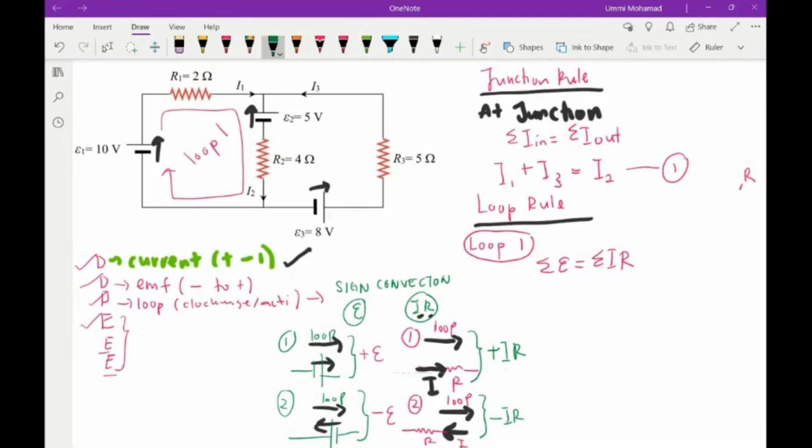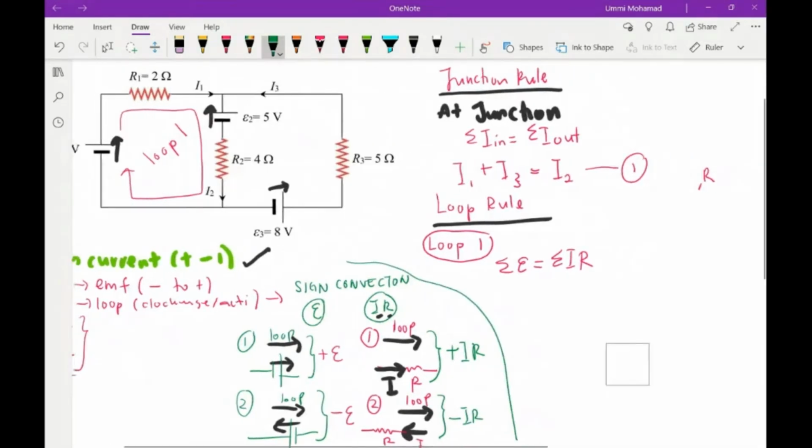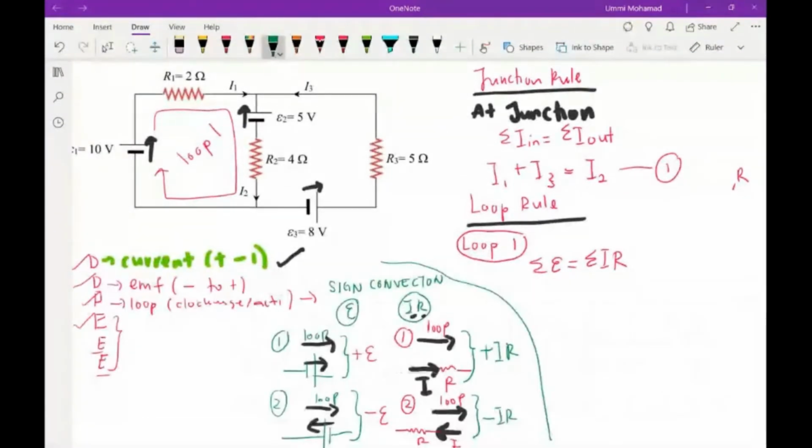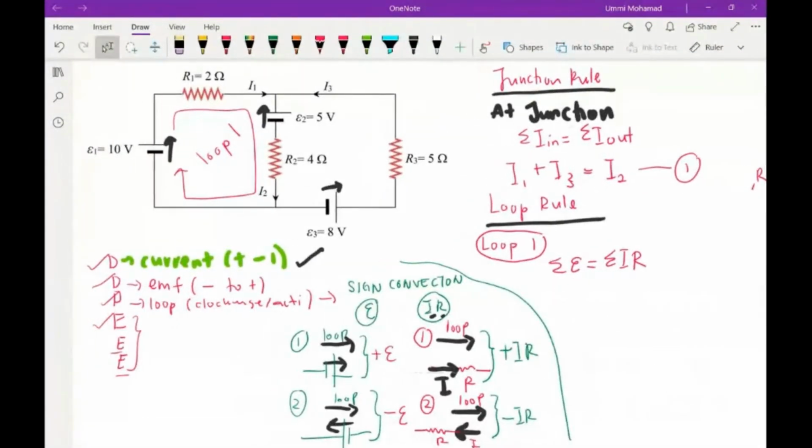So class, let's start with loop number 1. We start with summation of E. We have E1 and E2 for loop number 1, and we compare with the direction of loop. For E1, it has the same direction, upward and upward, so we have positive 10. For E2, we have the opposite: this is downward, this is upward, so it's going to be negative 5.